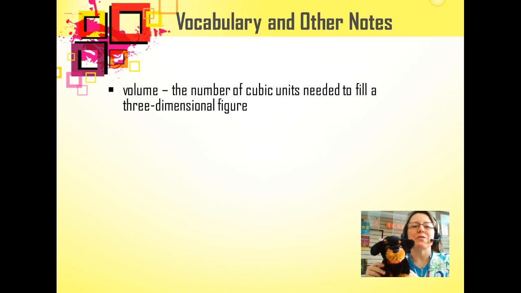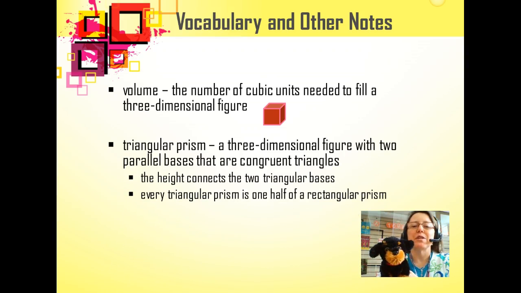Before we begin, we need to review some vocabulary. Volume is the number of cubic units needed to fill a three-dimensional figure. A triangular prism is a three-dimensional figure with two parallel bases that are congruent, or equal, triangles. The height connects the two triangular bases. And something that's going to be very handy for us is every triangular prism is 1/2 of a rectangular prism.